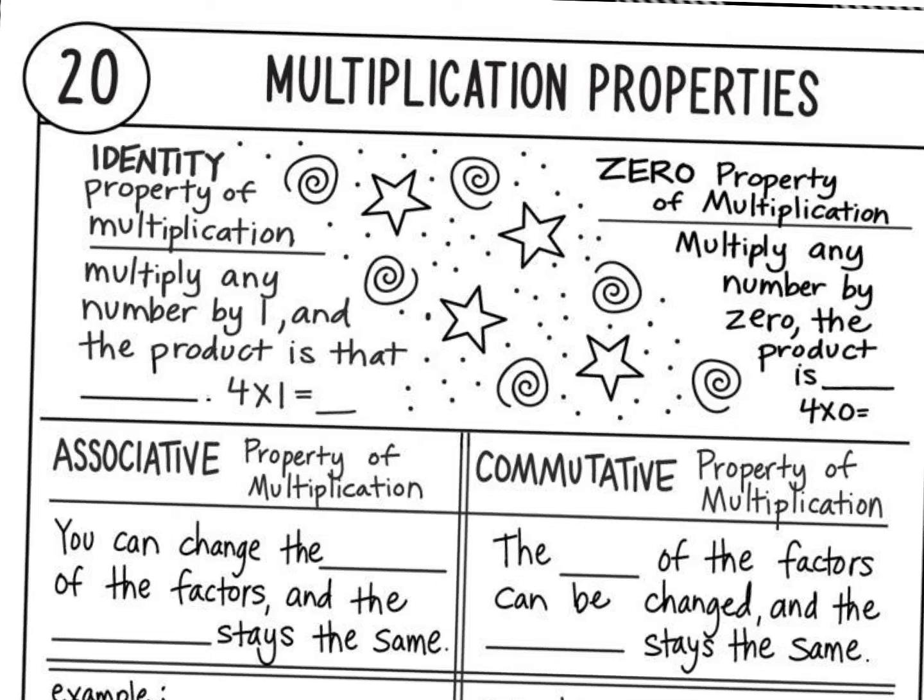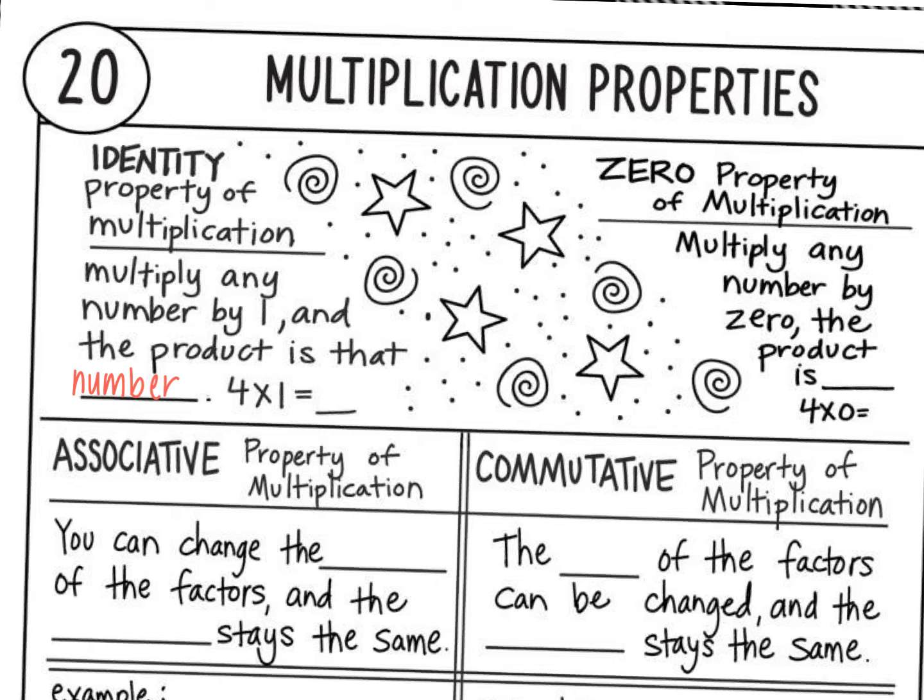Okay, so we have 3 different properties of multiplication that we're going to, or did I say 3? I meant 4. We have 4 that we're talking about today. We have identity, zero property, associative, and commutative. So when we're looking at identity property of multiplication, that means that you can multiply any number by 1, and the product is that number. You can multiply any number by 1, and the product will always be that number.